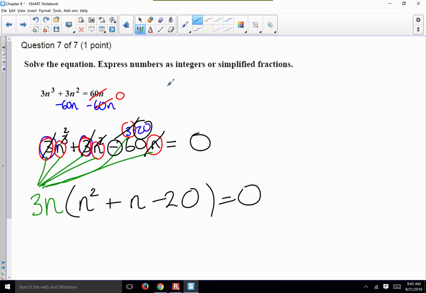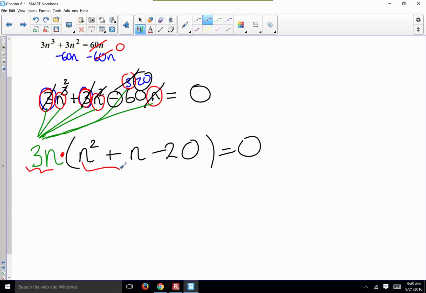Great. I have already a factorization here. I can set each into 0. However, I have a feeling that I can break this into 2 more pieces and have a 3-piece factorization here. 1, 2, 3. How? How do I break n squared plus n minus 20? This is a 1 n squared question. This is section 6.2. Starts with 1.